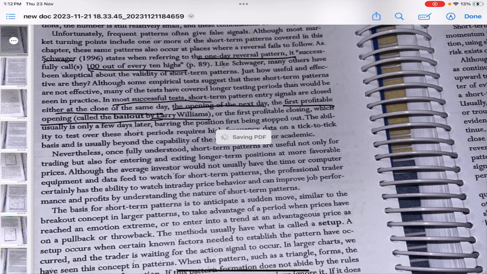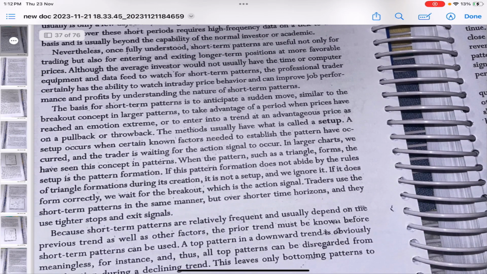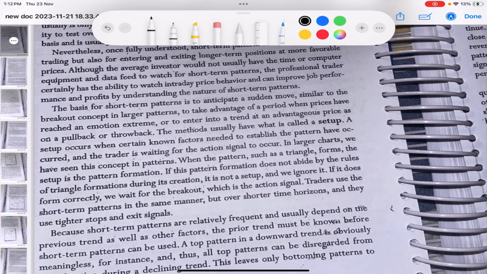Nevertheless, once fully understood, short term patterns are useful not only for trading but also for entering and exiting longer term positions at more favorable prices. So, you know what inter time frame analysis is. People look at the 3-hour chart, 1-hour chart, and then take their entry on a 15-minute chart. So, you can always use a shorter time frame to take a better entry, and that would increase your probability of winning. So, that's what they're saying.